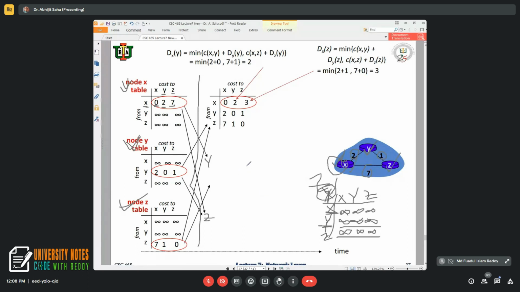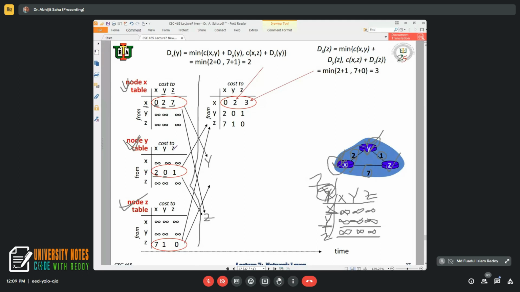Now similarly for the node y, we are updating the information. So this is the node y. From node y, can you go directly to x? Yes, you can go directly. What is the cost? 2. So the 2 you have written. Going from y to y, there is no value, 0, right? So that is what 0 we have written.